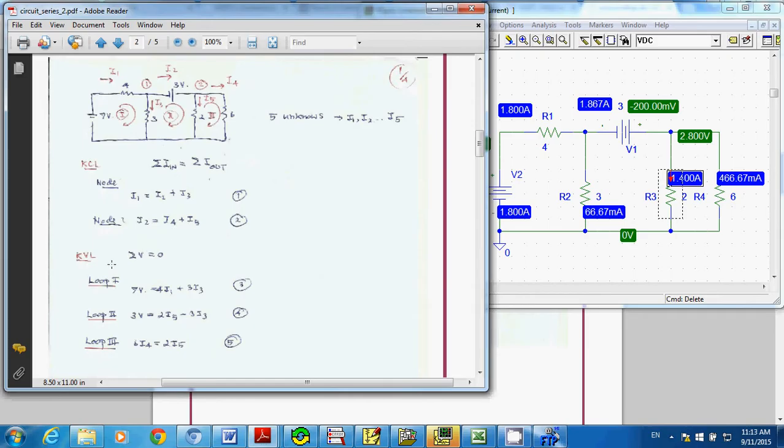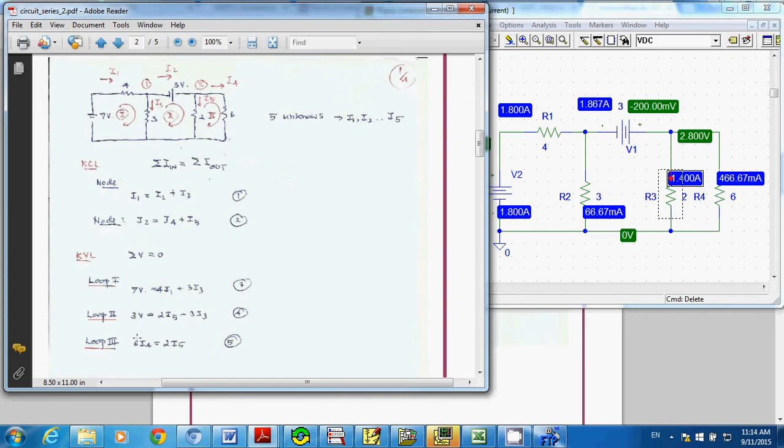Now you apply KVL. Take a look at loop number 1. The summation of the voltage is going to equal 0, right? So you have a 7 volt source equal to the voltage drop across the 4 ohm resistor. So that's why you have 4I1. You take a look at the clockwise direction, right? And I3 is also flowing in the clockwise direction. So you have 3I3. That's equation 3.